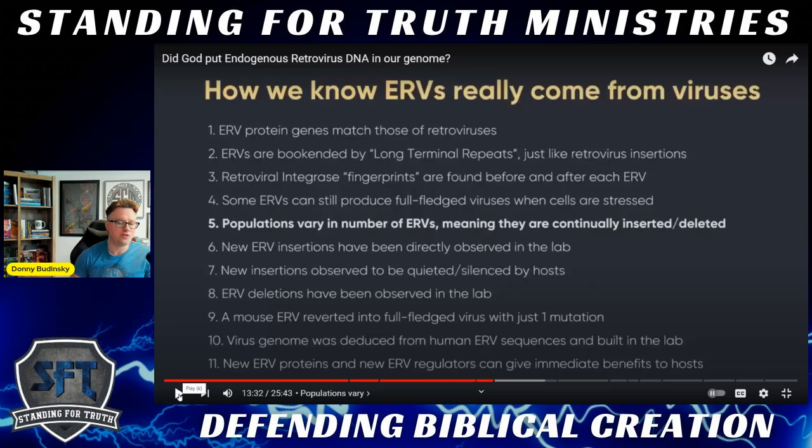Okay. So 1 fails. 2, ERVs are bookended by long terminal repeats, just like retrovirus insertions. Yeah, long terminal repeats, they are a component, a well-designed component that works good in an ERV. And they also work good in the genomes of living organisms in isolation, where you just find them as solo LTRs.